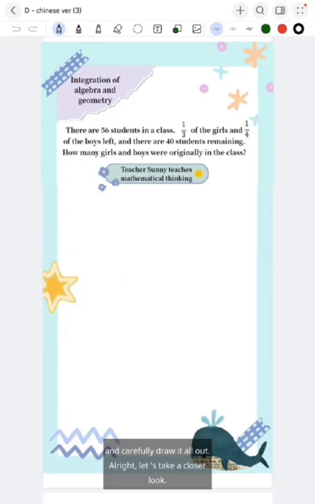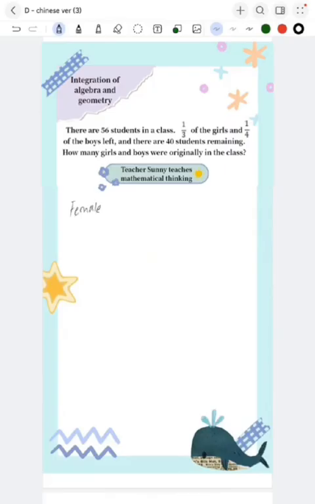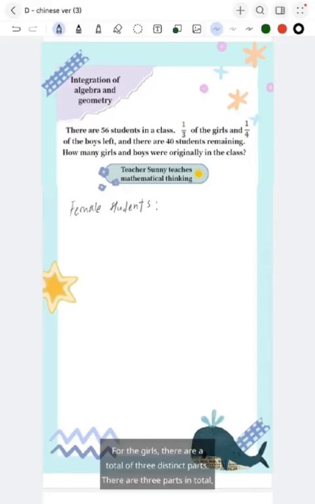Alright, let's take a closer look. Girls. For the girls, there are a total of three parts. There are three parts in total. There's nothing wrong with that at all.